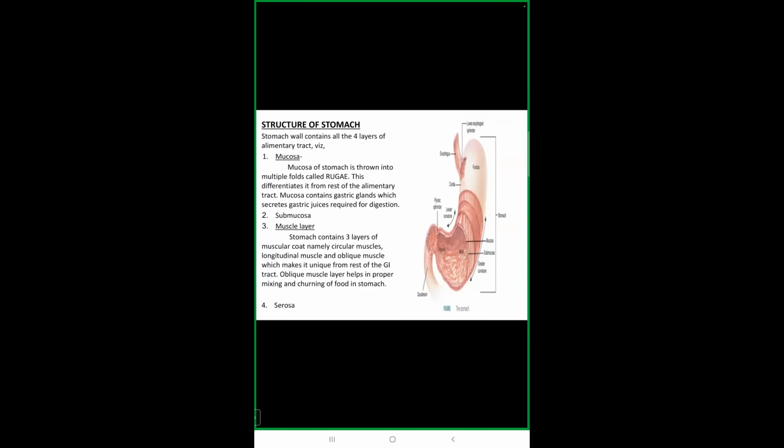Now, structure of stomach. Stomach wall contains all the four layers of alimentary canal, namely the mucosa, submucosa, muscle layer, serosa. The mucosa of stomach is thrown into multiple folds called rugae. This differentiates it from rest of the alimentary tract. The mucosa contains gastric glands, which secrete gastric juices required for digestion. The muscle layer of stomach contains three layers of muscular coat, namely the circular, longitudinal, and oblique muscles, which makes it unique from rest of the GI tract. The oblique muscle layer helps in proper mixing and churning of food in stomach.